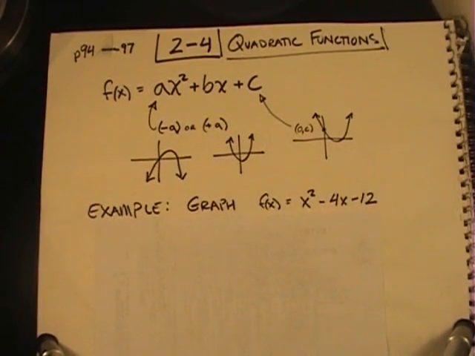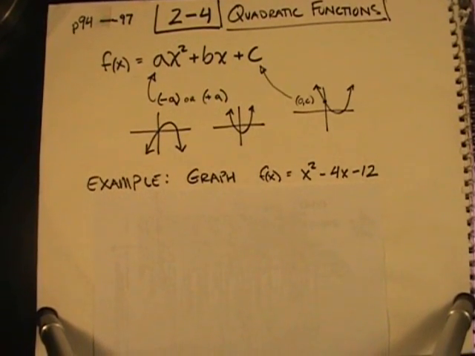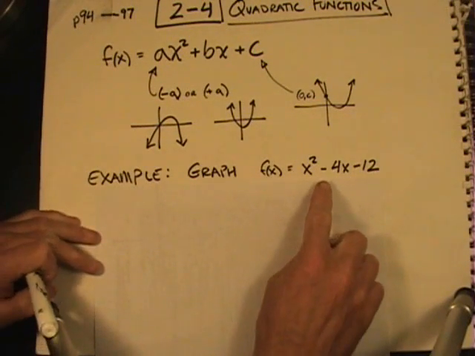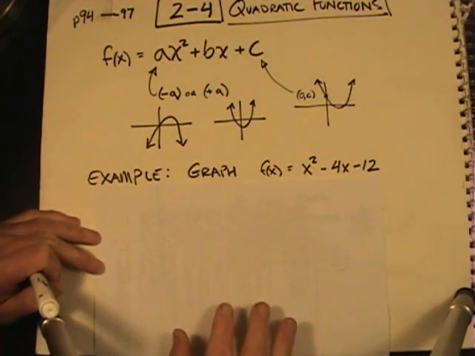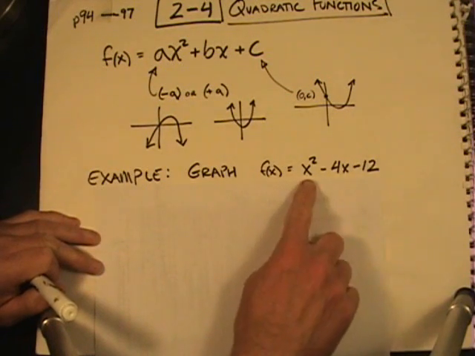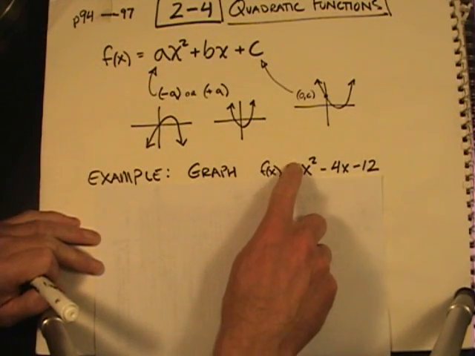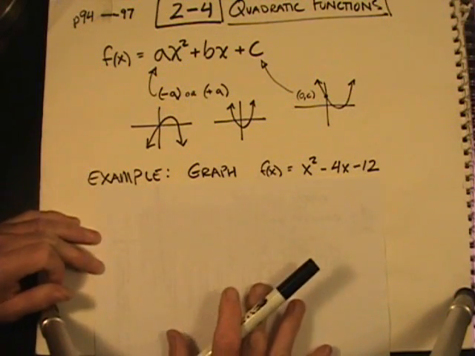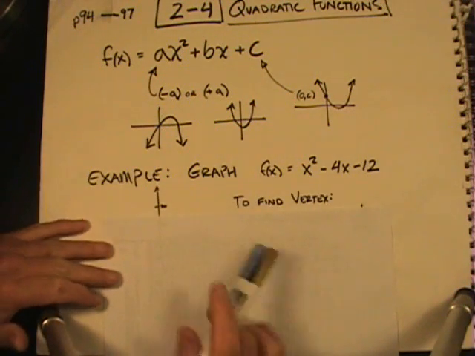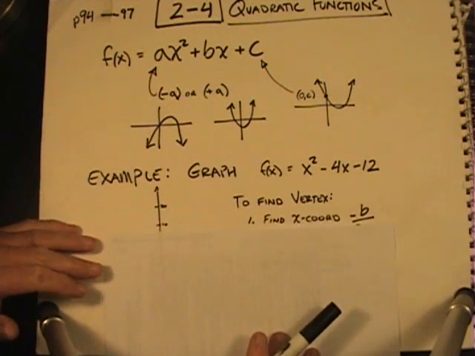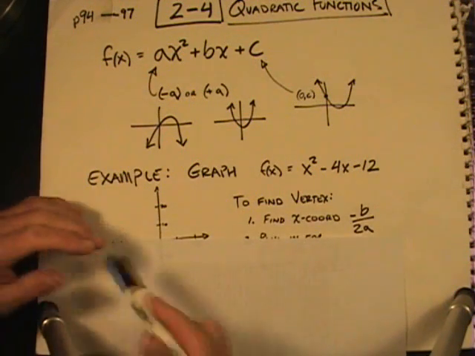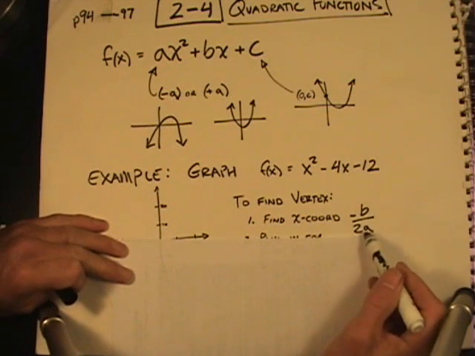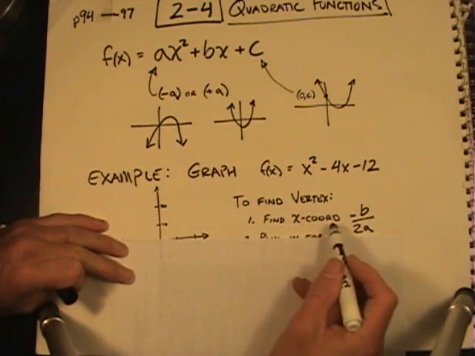Okay, I'm going to do an example now, just where we're asked to graph this equation, and it is x squared minus 4x minus 12. It's a parabola because it's quadratic. There's an invisible plus sign out here, so we know the parabola opens upward. The first thing you want to do is find the vertex. So the steps to do that are, the first thing you do is you use this equation you learned last year, minus b over 2a. That will tell you the x coordinate.